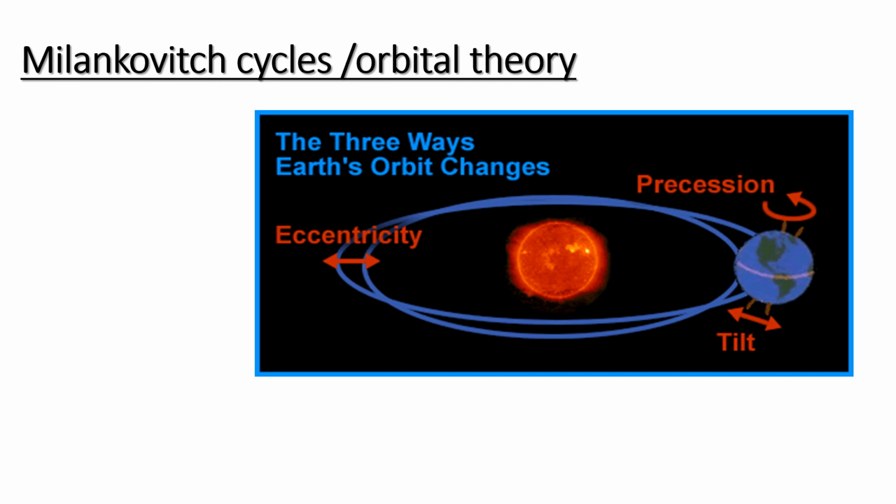Last reason is to do with space and the orbital theory, or Milankovitch cycles. It's called Milankovitch cycles because there was a Serbian scientist called Milankovitch, and he came up with this theory in the 1930s. As we know, the Earth moves around the sun, okay? So we orbit the sun, and we also spin on our own axes.